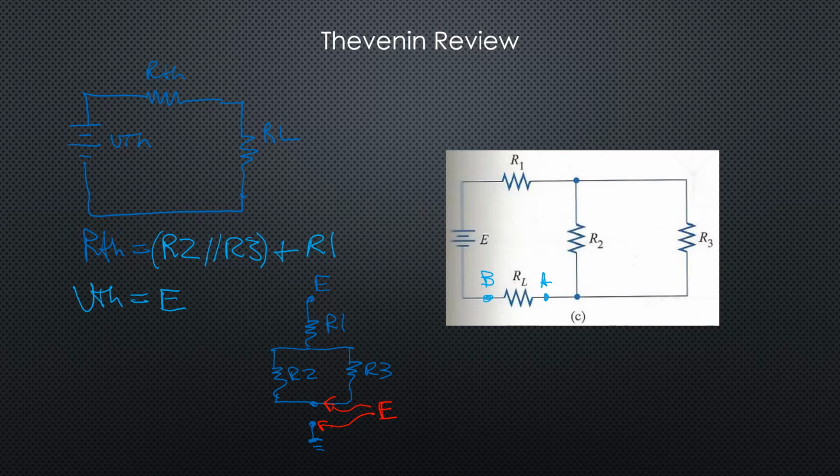And now we can put V Thevenin in, we put our R Thevenin in, we've got our RL, and we can find the IRL, we can find the VRL, and solve for the voltage and current through this load resistor right here, RL.